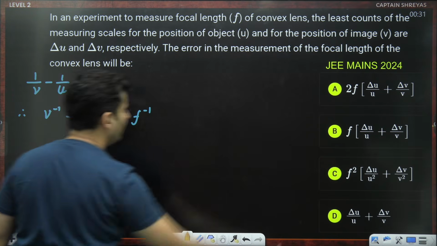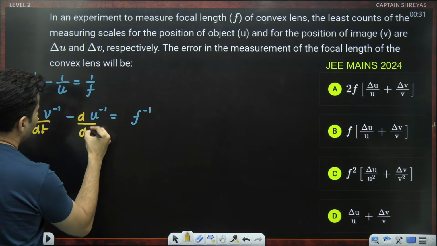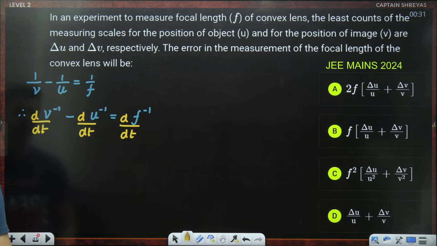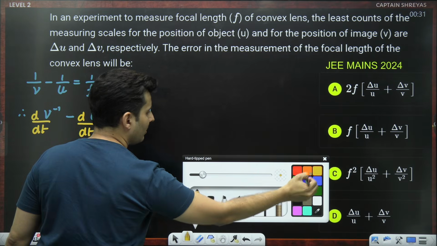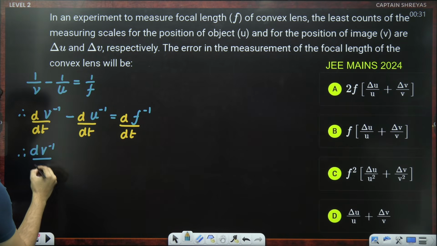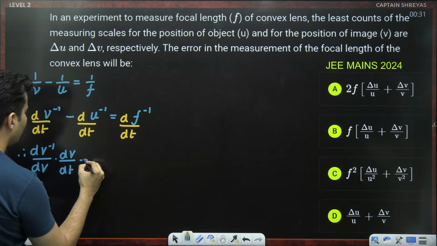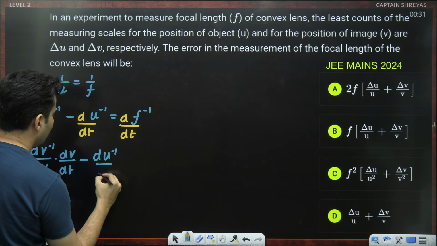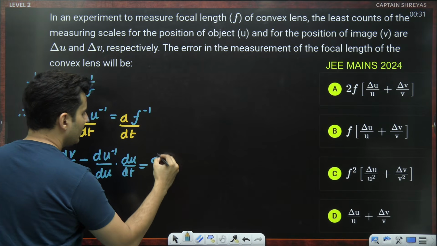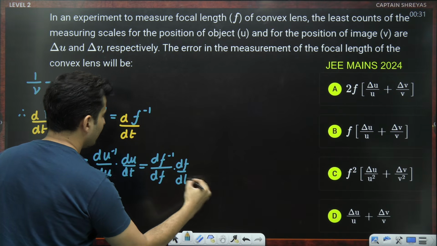Now what you do is differentiate both sides with respect to any variable, doesn't matter, x, y, z, t, whatever. But you can't differentiate it directly. So you'll have to use chain rule, remember that. v can't be differentiated with time directly. So derivative of v raised to minus 1 by dv into dv by dt over here, minus du raised to minus 1 by du using chain rule into du by dt, is equal to df raised to minus 1 by df into df by dt.